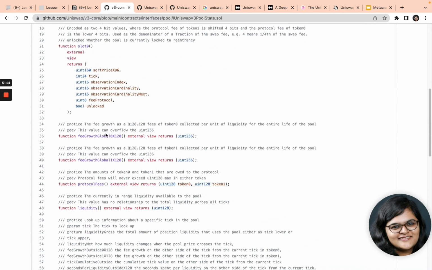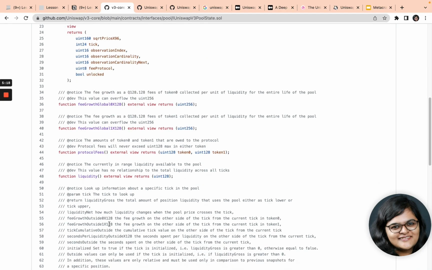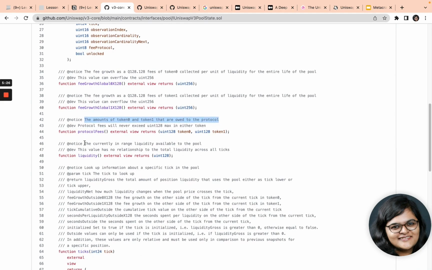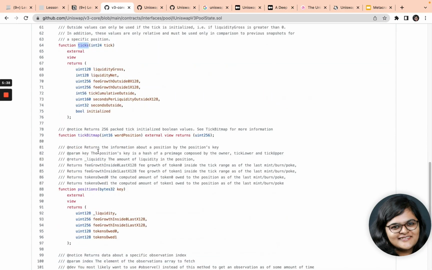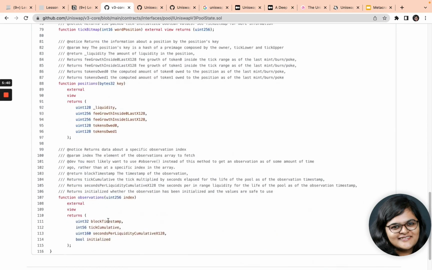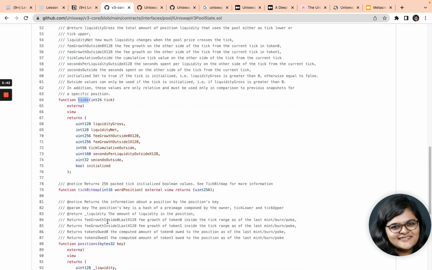A fee growth global. Okay, looks like protocol fees, something interesting here: the amount of token 0 and token 1 that are owed to the protocol. Liquidity, currently in the range liquidity available to the pool. Then we have ticks, right? That is that price range where you are providing the liquidity. And then there is tick bitmap, positions and observations.